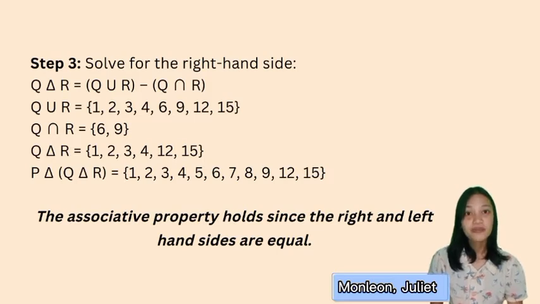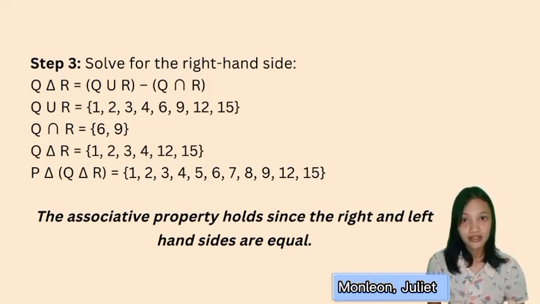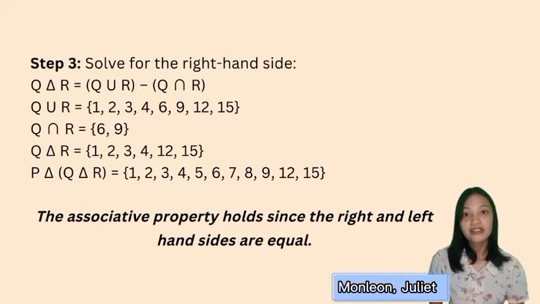Then we will now combine set P with the result that we get. So P delta open parenthesis Q delta R closing parenthesis is equal to the elements 1, 2, 3, 4, 5, 6, 7, 8, 9, 12, and 15. The associative property holds since the right and left hand sides are equal.